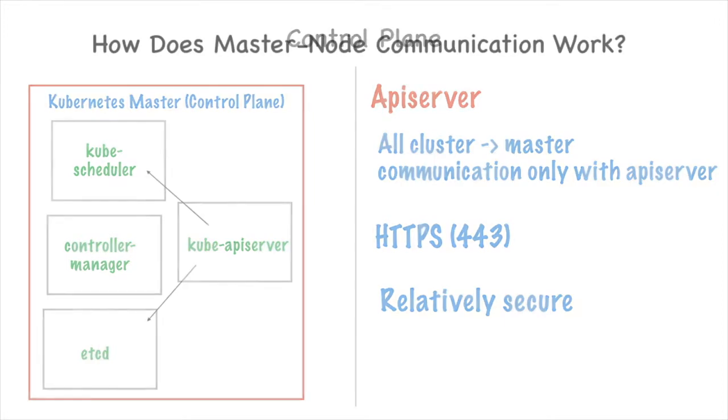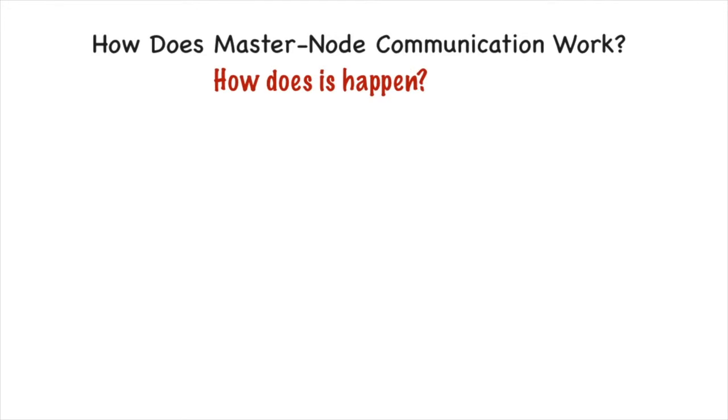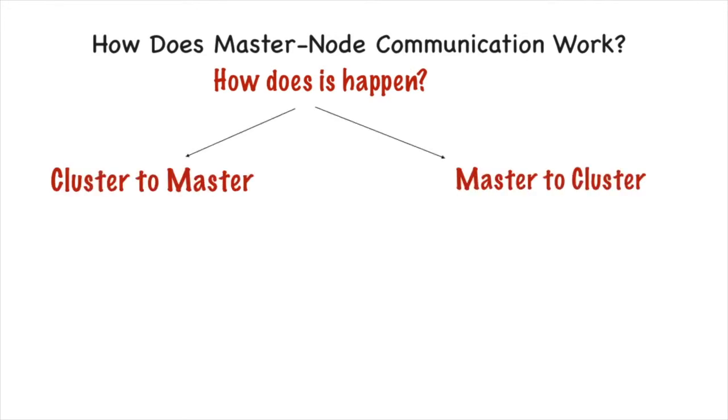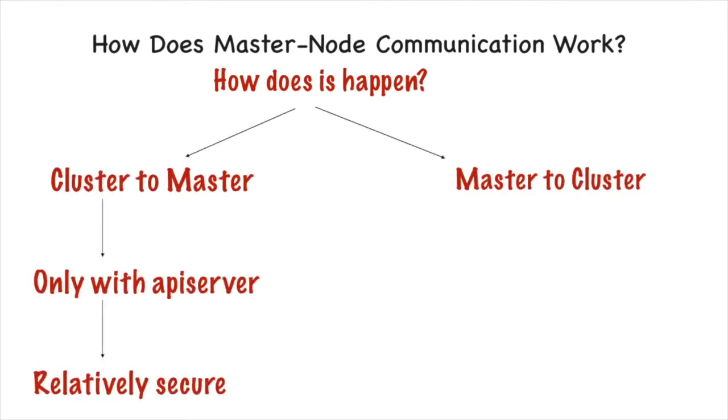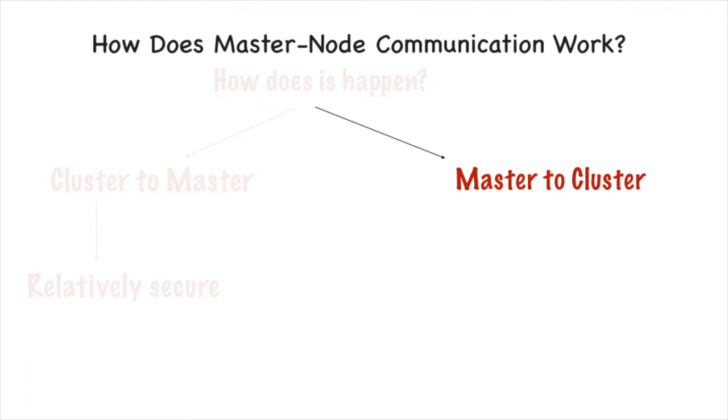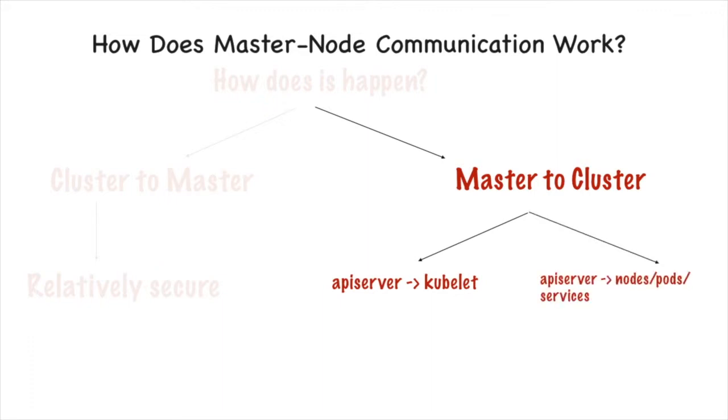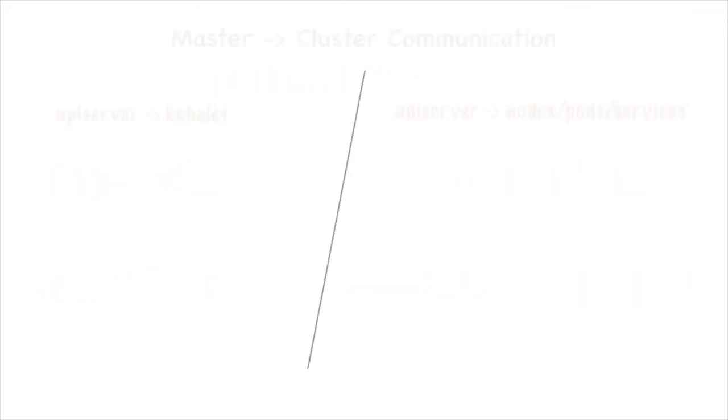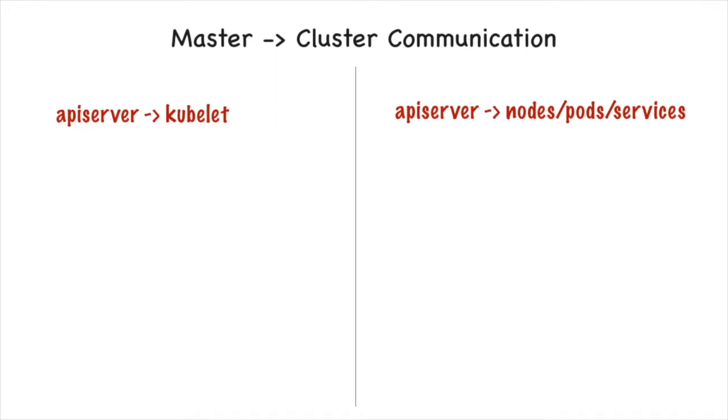actions. Let's now turn to communication from the master to the cluster, and this is a lot less secure by default. This is where it's important for you to have your eyes and ears open. Communications from the master to the cluster can further be split into two types: communications between API server to the kubelet, and communications from API server to nodes, pods, or services. Let's start with the communications from API server to the kubelet.